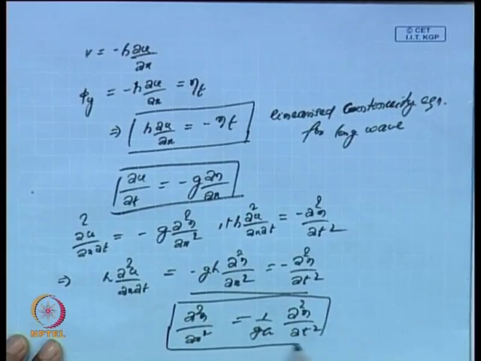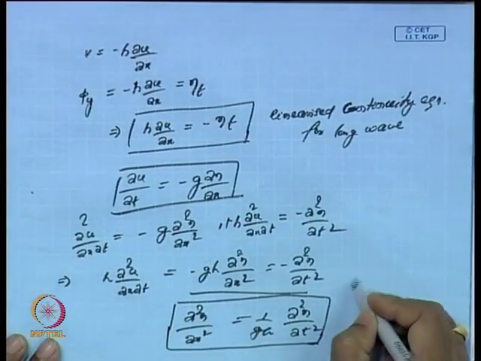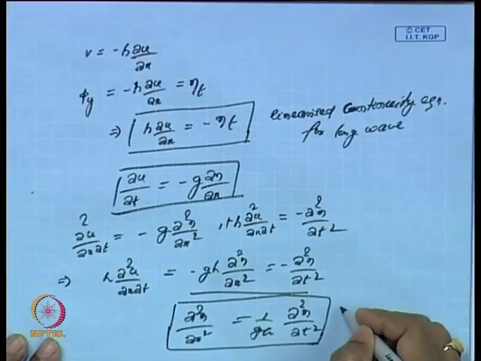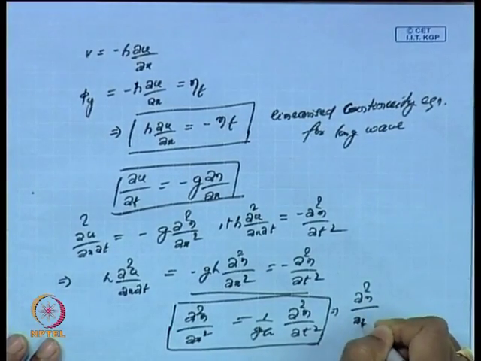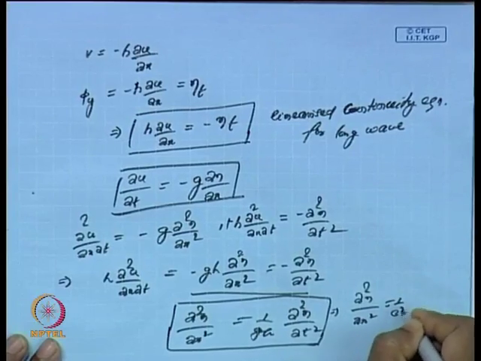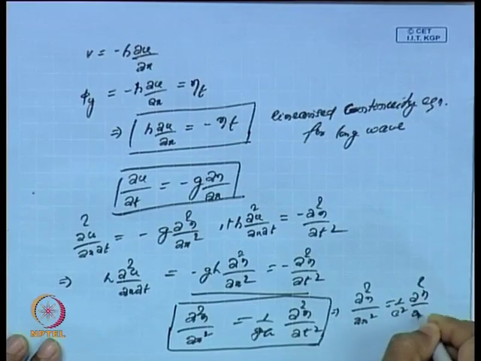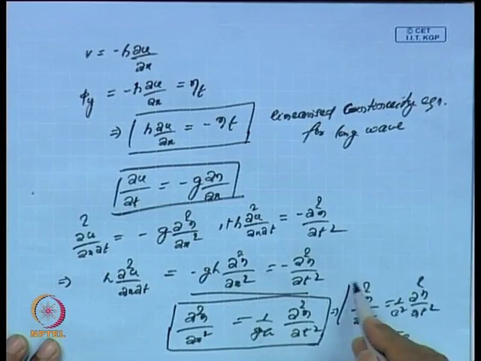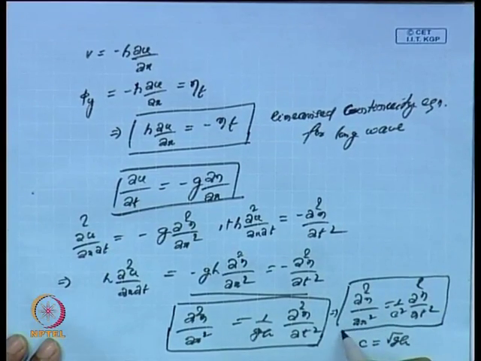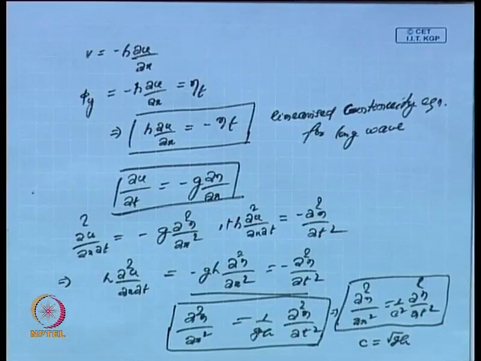In fact, this is the one dimensional linearized equation, which can be written as del square eta by del x square is equal to 1 by c square del square eta by del t square, and here c is root g h. In fact, this is the linearized long wave equation in one dimension. So, we started with a flow of a fluid which is two dimensional in nature, and we have arrived at the long wave equation which is one dimensional in nature.